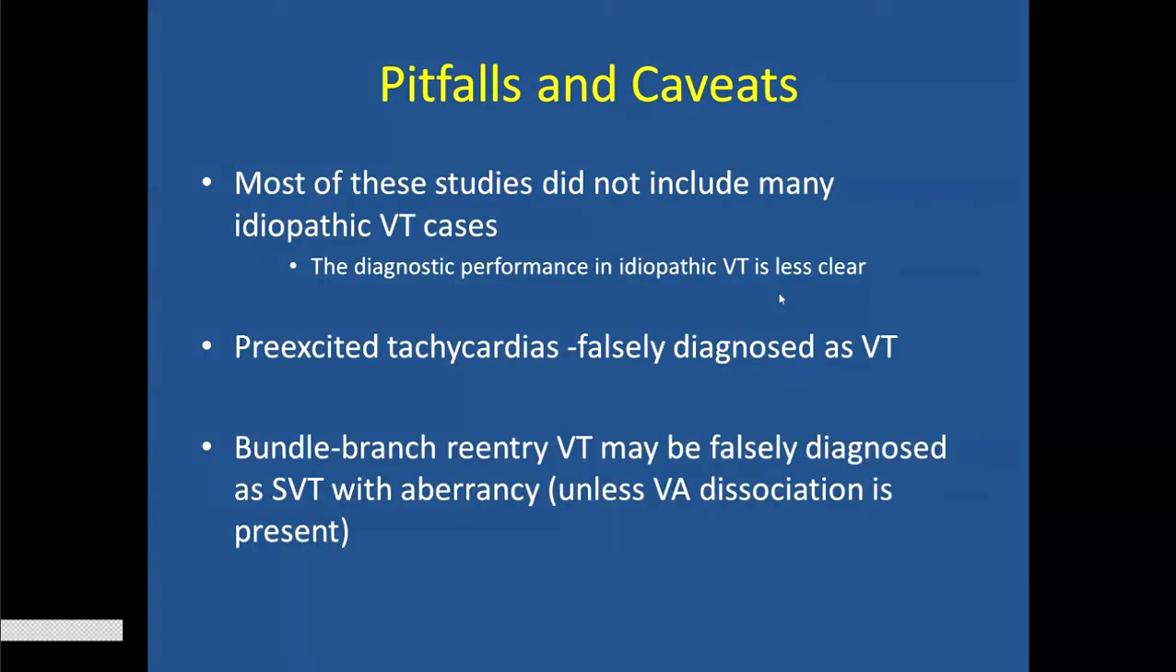So there are some pitfalls and caveats. Most of these studies did not include idiopathic disease, unfortunately. So they fare less specific in this group, like RVOT VTs, fascicular VTs, etc. Bundle branch reentry VTs can be falsely diagnosed as SVT, and pre-excited tachycardias can also be diagnosed as VTs. So these are some pitfalls that we have to remember.